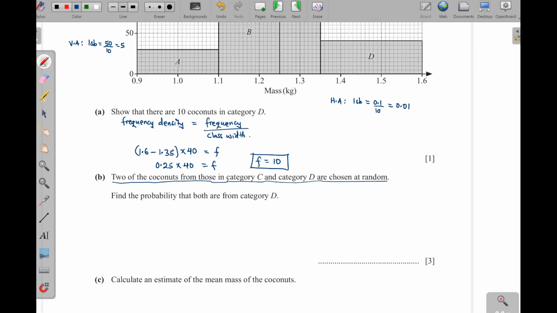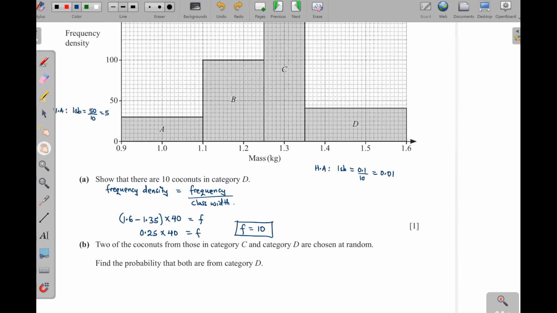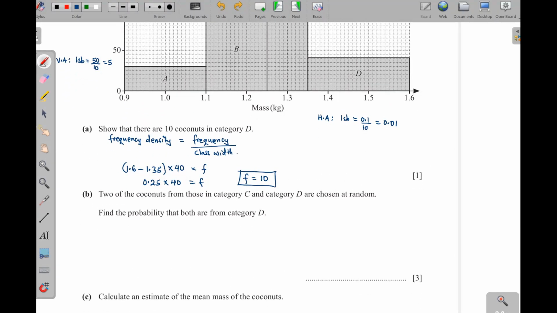Part B, 2 of the coconuts from those in category C and D are chosen at random. Find the probability that both are from category D. Now, from category D, we are seeing how many are there. They are 10. Okay, so we are getting 10. Then out of the total, when you pick from C and D, you need to first get also the number of coconuts.